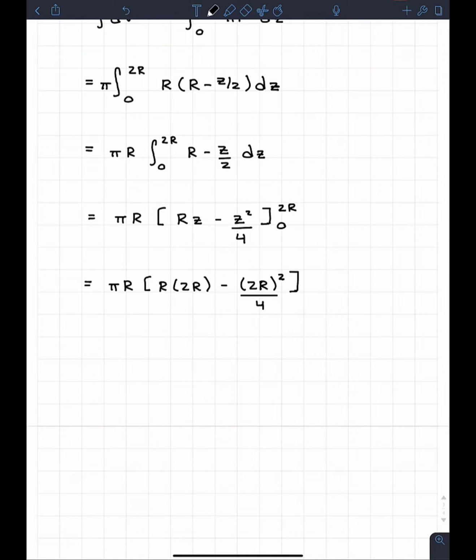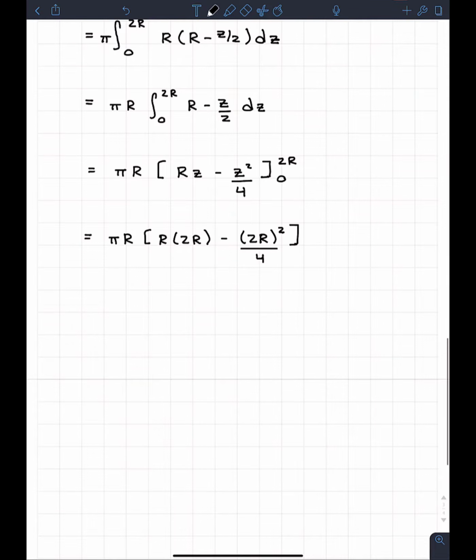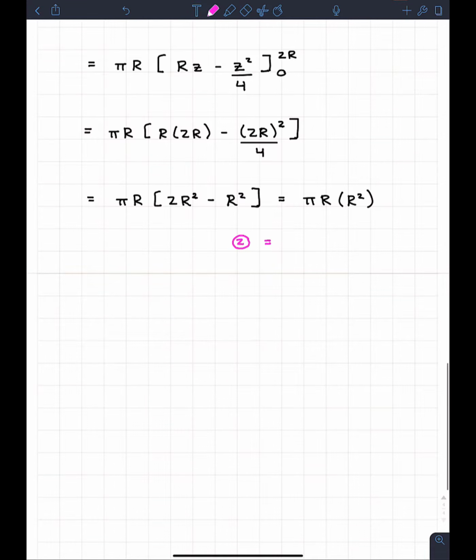And all we have to do now is just go in here and simplify everything. So we get pi r, and then we're going to have 2r squared minus, and then we have 4r squared divided by 4, so it's just going to be minus r squared. So once we simplify this even more, what we get is pi r multiplied by r squared. So therefore, and I'll do this in pink because this is I2 now, I2 is going to be equal to, and it's just going to be pi r cubed.